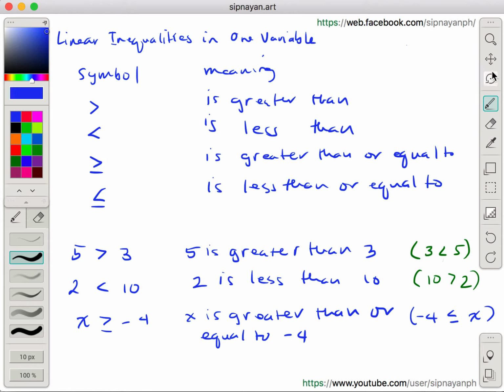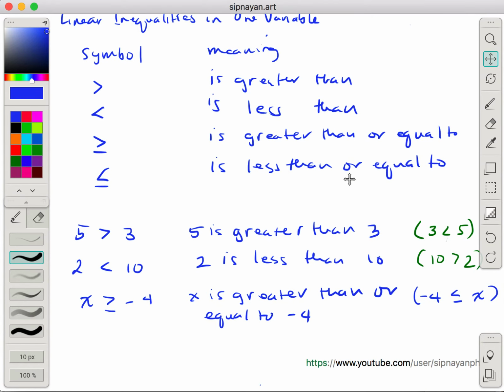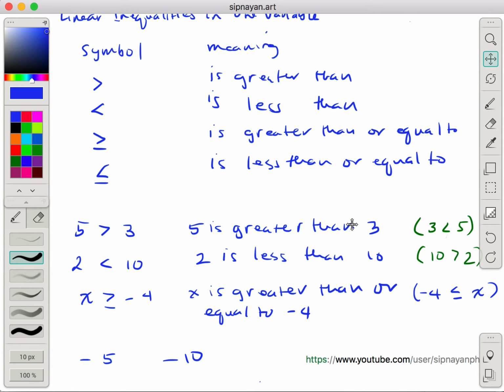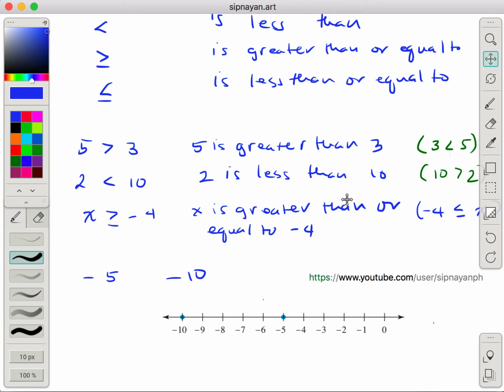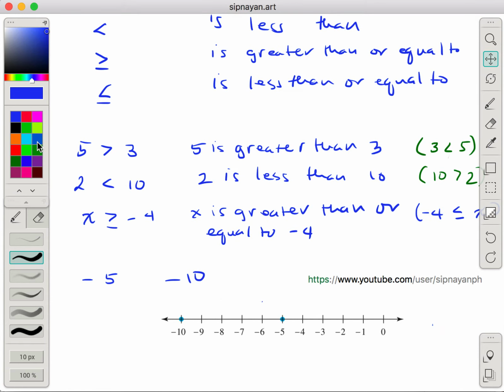Now, what about negative 5 and negative 10? Mukhang magdadalawang isip muna kayo, no? Hindi kayo agad makakasagot. Negative 5 and negative 10. Is it greater than or is it less than? Okay. So here, sa baba makikita natin yung graph ng negative 5 tsaka negative 10. Ano napapansin nyo sa number line? This is a standard number line.